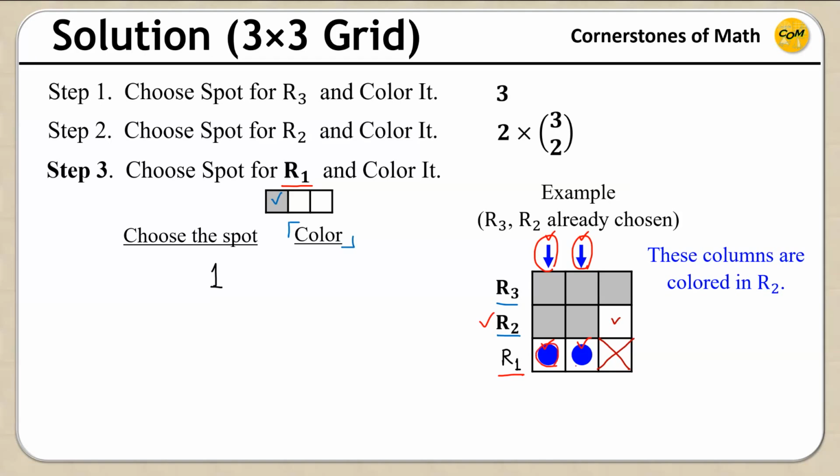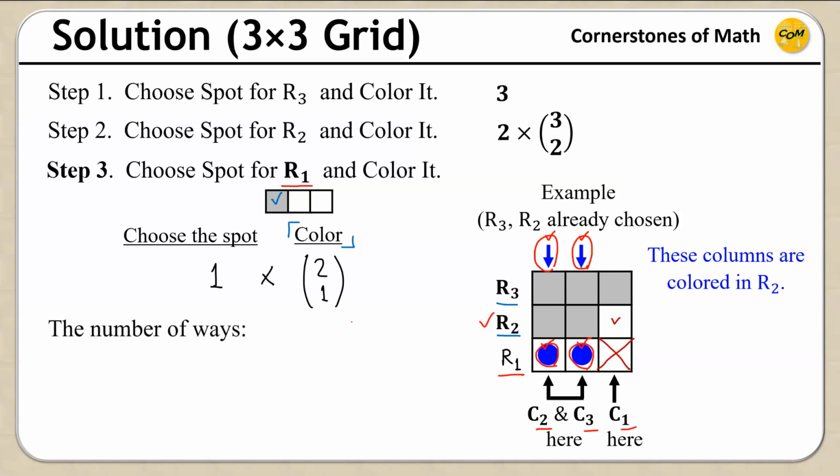However, if we choose from one out of these 2 circled positions, then we can obtain a pattern in which 1, 2, and 3 squares are colored in each column. Therefore, there are 2 choose 1 ways to color the single square in row R1, and thus 1 times 2 choose 1 ways to choose the location for R1 and color it.